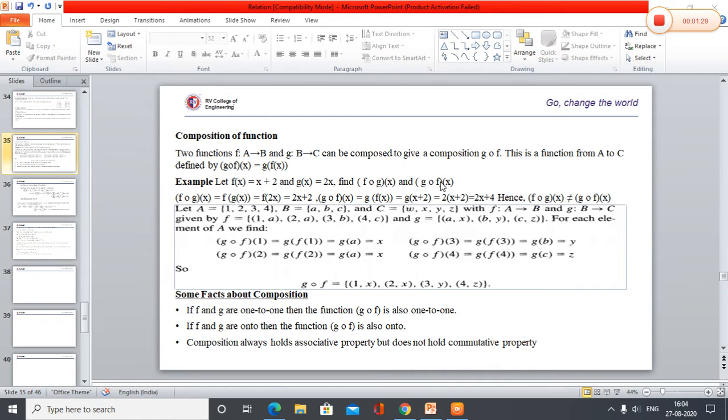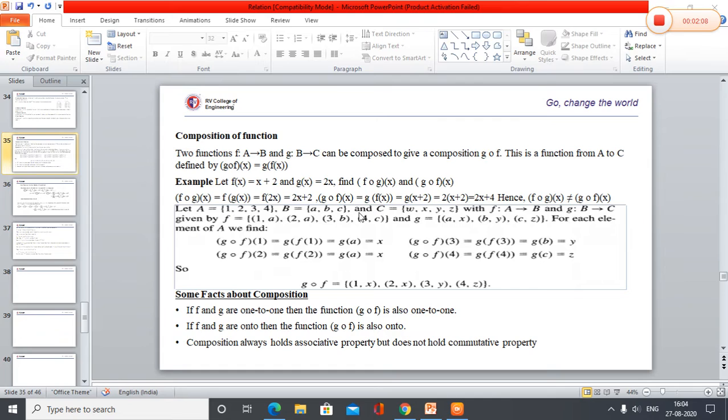Now I have to find this value, which will be nothing but g of f of x. So what is f of x? It is x plus 2, so I'll write x plus 2 here instead of f(x). Now g of x plus 2, g(x) I know is 2x. What is g of x plus 2? Instead of x, I have to substitute x plus 2, so it is 2 times (x plus 2), which is 2x plus 4. So see, the first value I got is 2x plus 2 and the second value I got is 2x plus 4. So it is clear that these two values will not be equal.